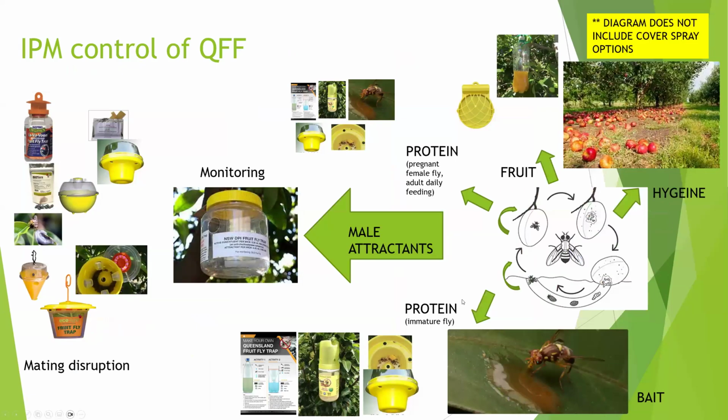So by the time we have fruit fly baiting, fruit fly trapping, and hygiene in place, and mind you, this diagram doesn't cover the cover spray options, we actually have quite a very well integrated, very low chemical use, but unfortunately a bit higher in labour IPM program for managing Queensland fruit fly. But this is the program that's going to be the least disruptive of beneficial insects in your production system.